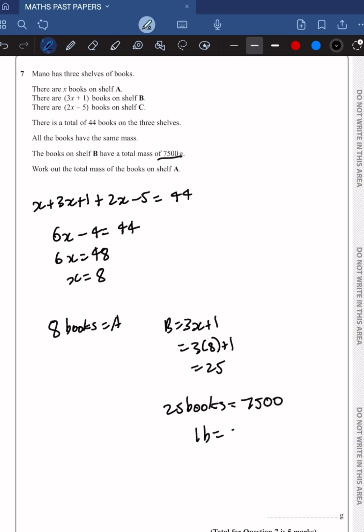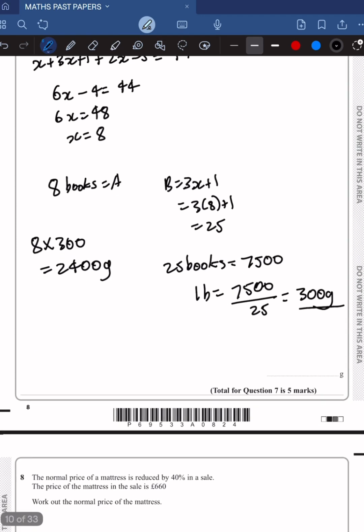One book is 7,500 divided by 25, which is 300 grams. Now one book is of course X. We have 8 books on A, so of course 8 times 300 is 2,400 grams. Done, 5 marks.